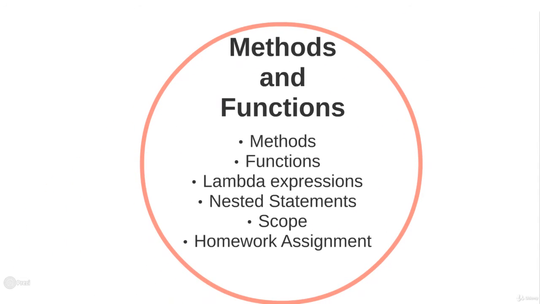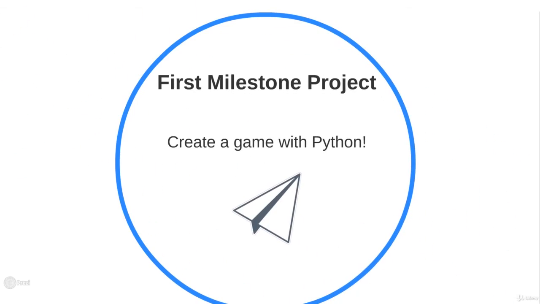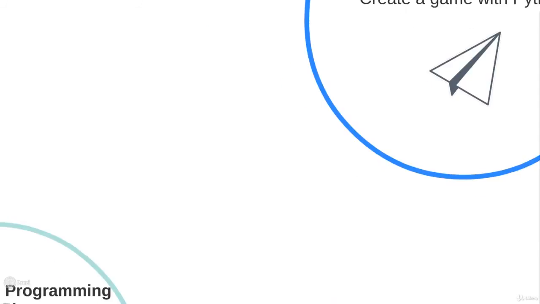Next, we'll learn about methods and functions, what they are, how to create them. We'll also learn about lambda expressions, nested statements in Python, and scope in Python. We'll top it off with a homework assignment to test your understanding about methods and functions. Then, you'll have your first Milestone project, where you will create a game with Python.